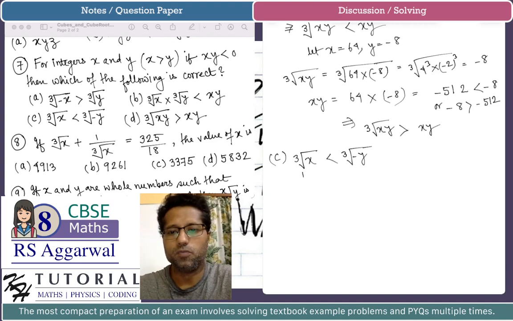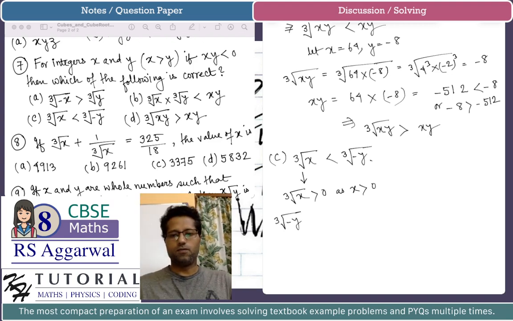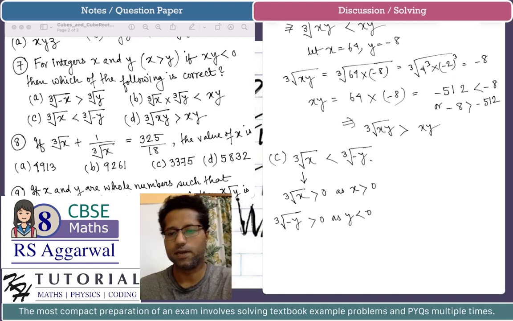Now this cube root of x is greater than 0 as x is greater than 0, and also cube root of minus y will be greater than 0 as y is less than 0. As y is less than 0, minus y will be greater than 0. So both cube root of x and cube root of minus y are greater than 0.